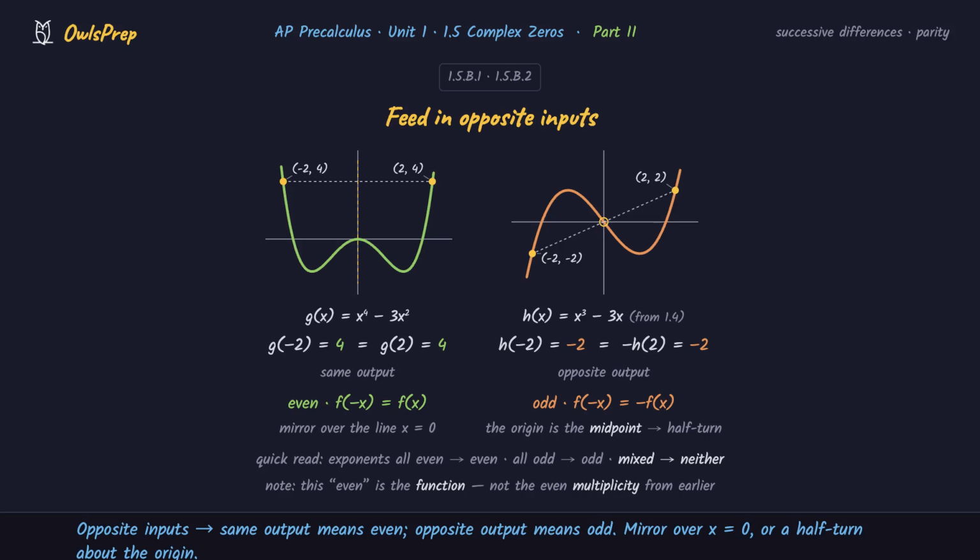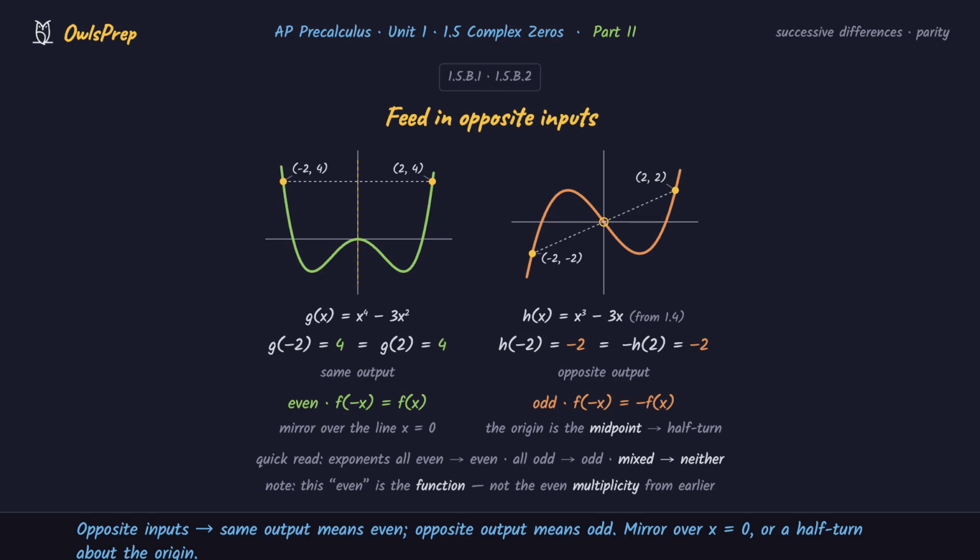One more question about a polynomial, and it's the first time this series has asked it. Does its graph have a symmetry? Let's answer it with numbers before any definition. Take g of x equals x to the fourth minus 3x squared, and feed it a pair of opposite inputs. g of 2 is 16 minus 12, which is 4. And g of negative 2 is also 16 minus 12, 4 again. Opposite inputs, identical outputs. Now take h of x equals x cubed minus 3x.